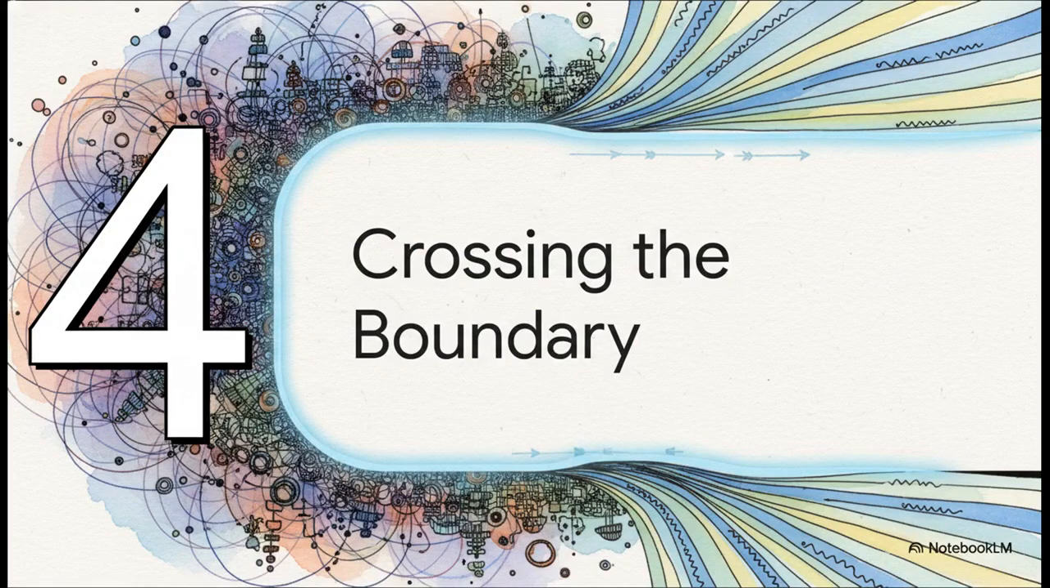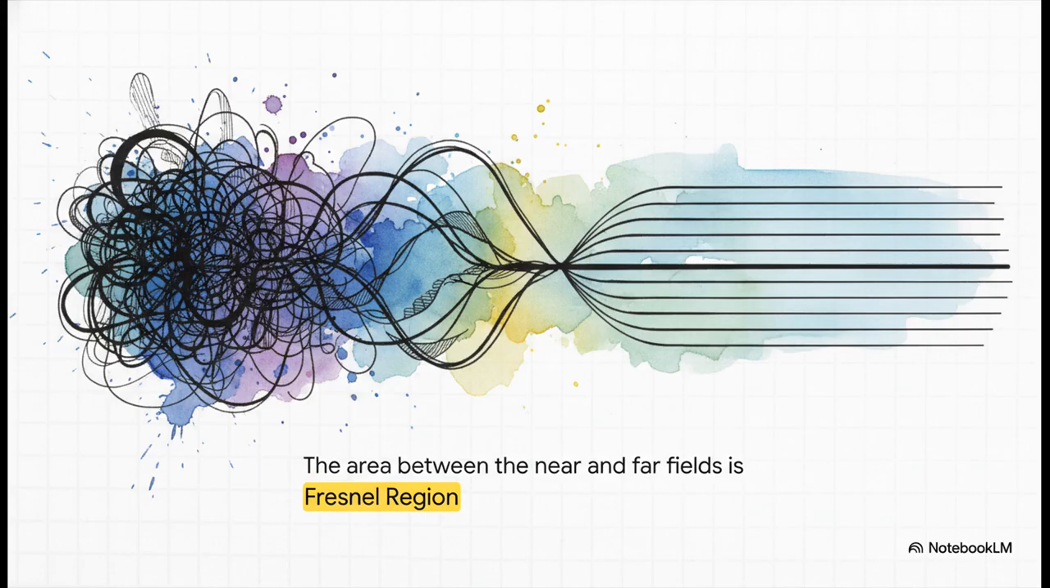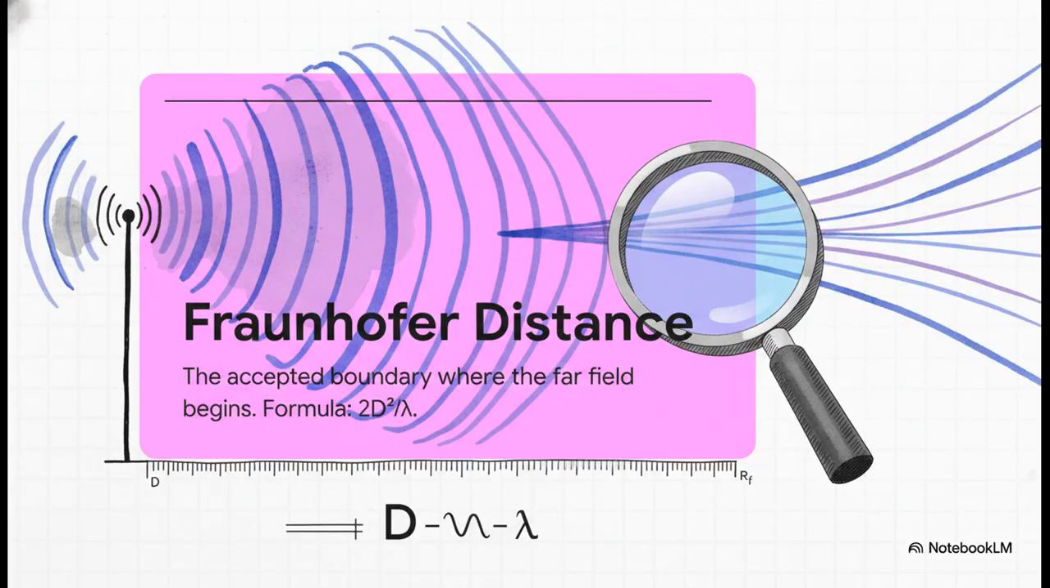Okay, so you're probably asking, where's the line? Where exactly does the near field stop and the far field begin? It's a great question. Well, it's not actually a hard line in the sand. It's more of a gradual transition area. Engineers call it the Fresnel region, or sometimes you'll hear it called the radiative near field. But for practical purposes, engineers need a rule of thumb. So we define the start of the far field using something called the Fraunhofer distance. And you can see from the formula, it's not a fixed distance. It depends on both the physical size of the antenna and the wavelength of the signal you're working with.